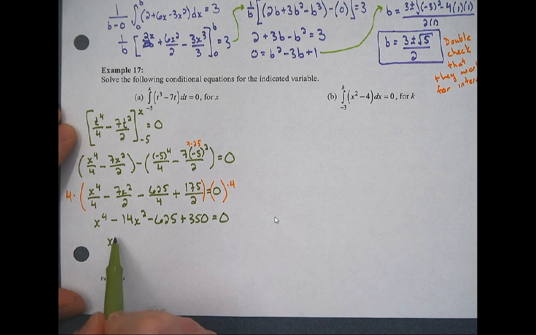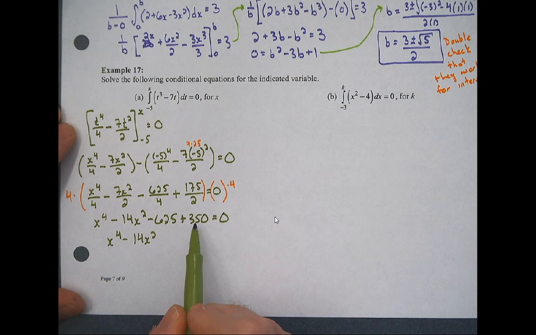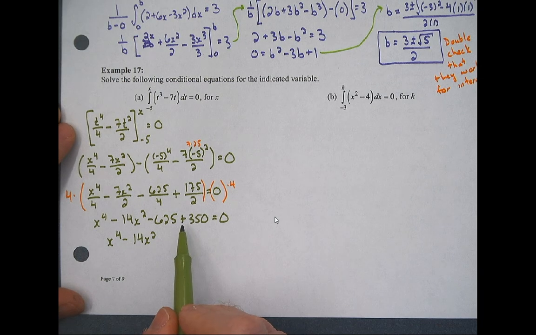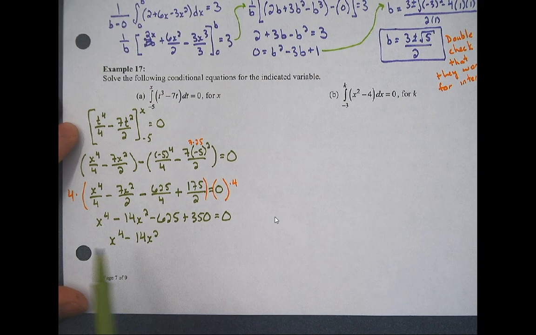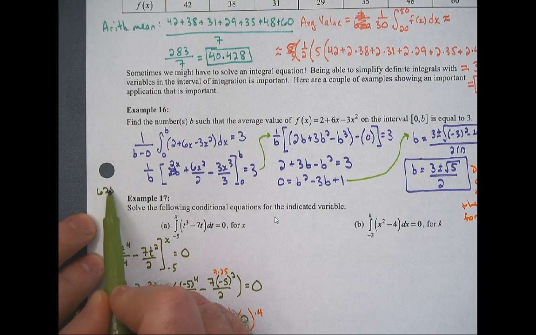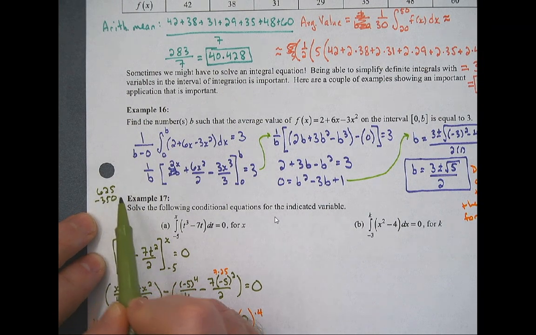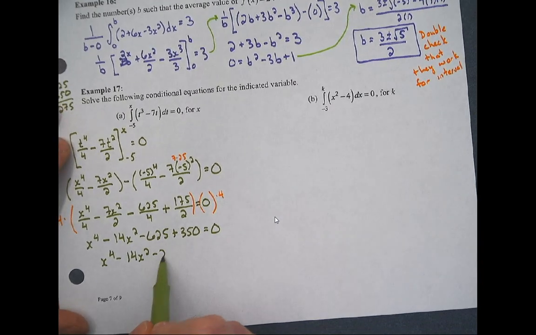Combine like terms, x to the 4th minus 14x squared. Go over the margin if you can't do it. That'd be 350 would be 700. Ugh, I can't do it. So I'm going to go 625 minus 350 and then just switch the sign around. That's 5, that's 1, that's carry, that's 5, that's 7, that's 275. So minus 275.